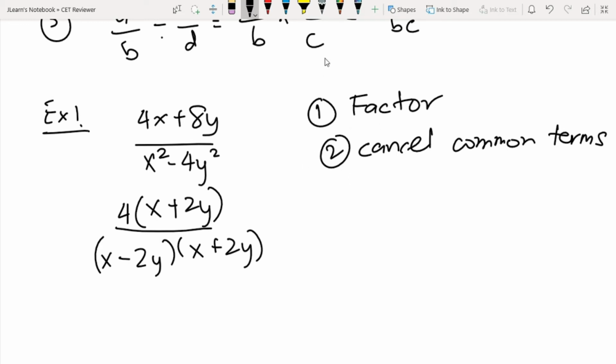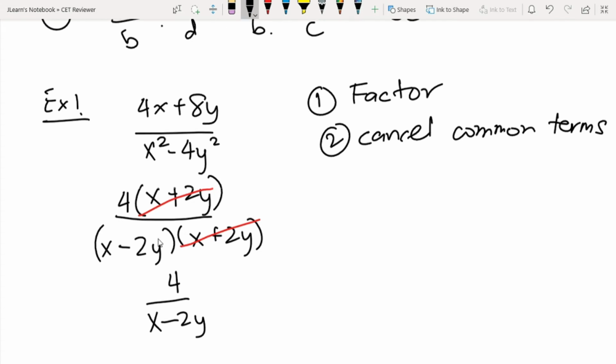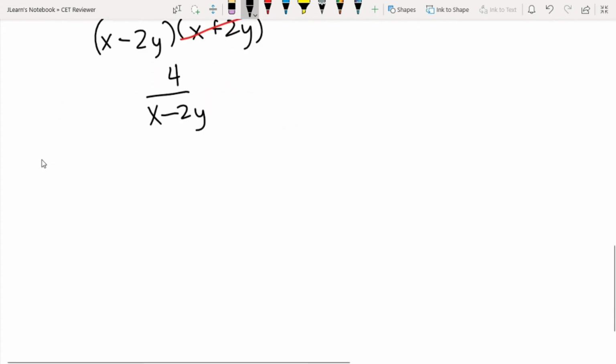Now, we cancel common terms. Okay? So, ano yung mga pwede natin cancel? Pwede natin i-cancel yung x plus 2y sa numerator and denominator. So, now, we are left with 4 over x minus 2y. Okay? Ganun lang kasimple. Let's have another example.